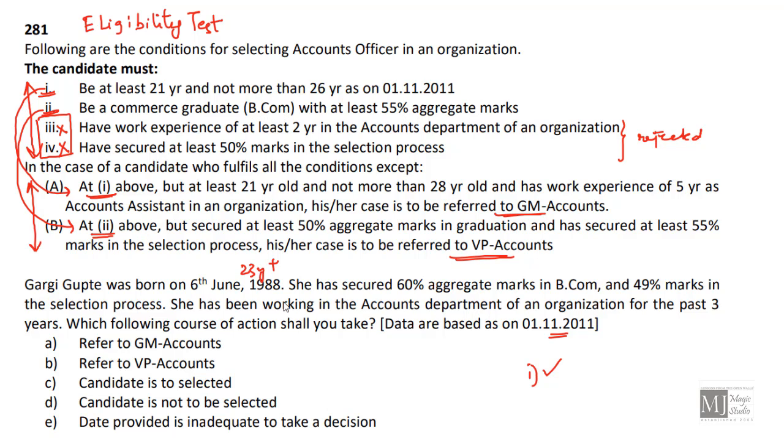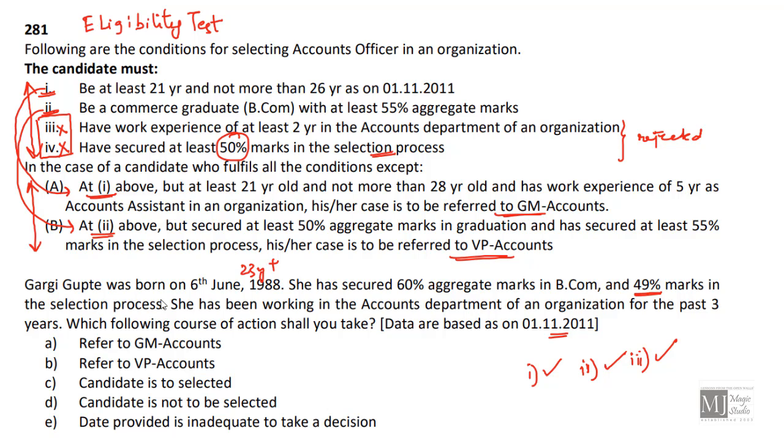Second condition is graduate with at least 55% marks. She had secured 60% aggregate marks in BCom. Done. Condition number 2 also satisfies. Condition number 3, work experience of at least 2 years in accounts department of an organization. She has been working in the accounts department of an organization for past 3 years. Condition number 3 fulfilled.